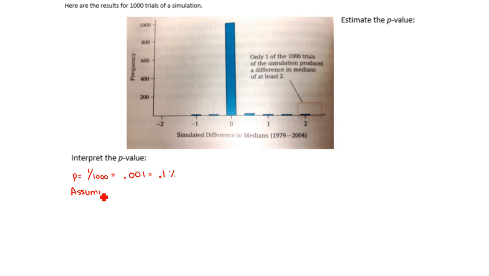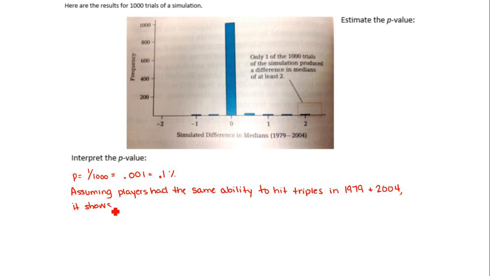So we would say, assuming players had the same ability to hit triples in 1979 and 2004, it shows the possible differences in medians that could occur by random chance.